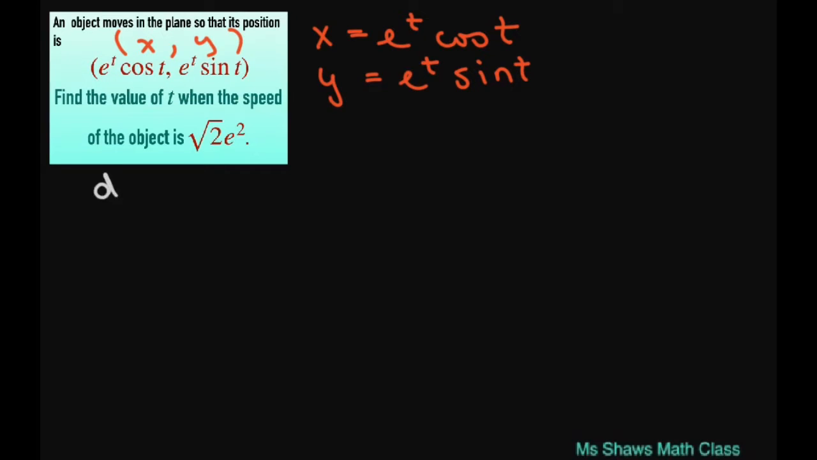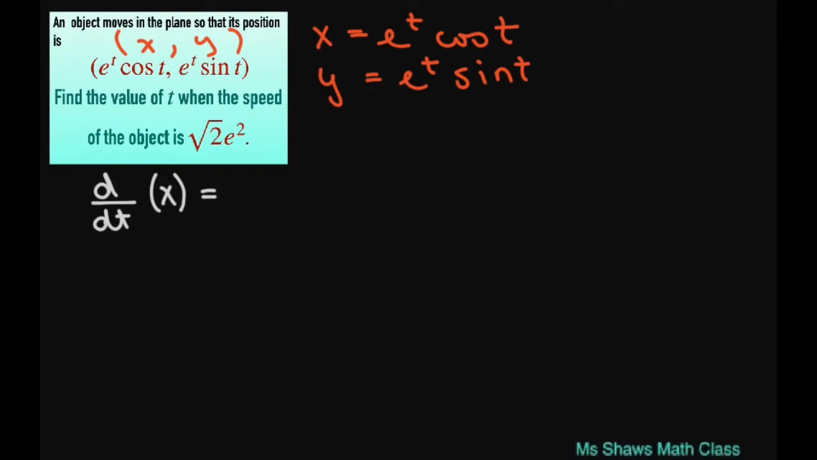So we're going to let x equal e to the power of t times cosine of t, and y equal e to the power of t sine of t. And then we're going to differentiate our x with respect to t.